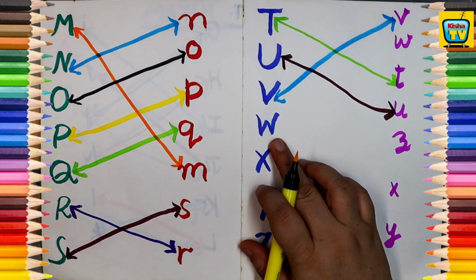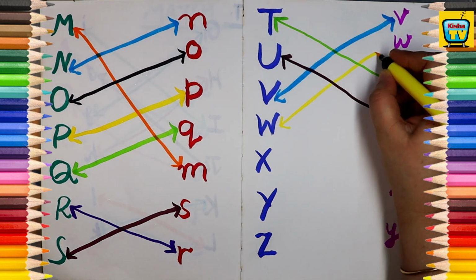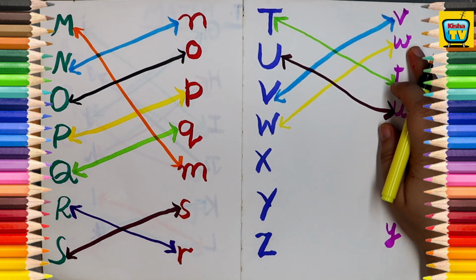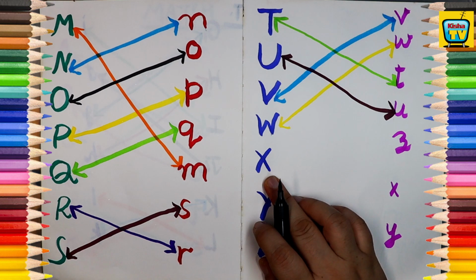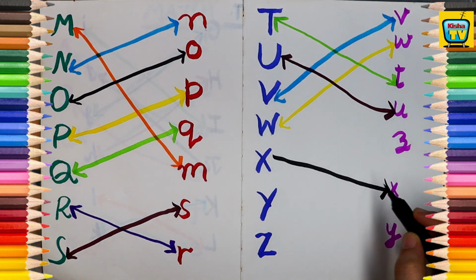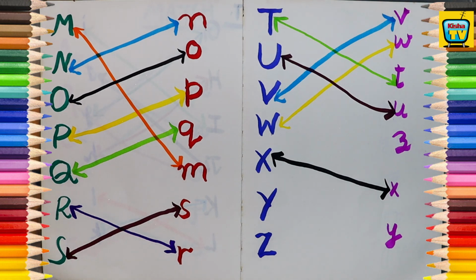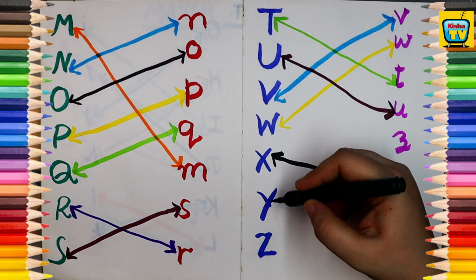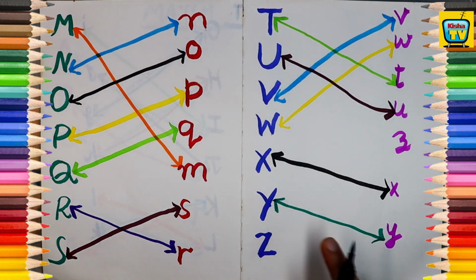W. W for watch. Where is small W? This one. So we will match big to small letter. W for watch. X. X for Christmas tree. Big to small. Big X, small X. Y. Y for yellow. Big letter of Y, small letter of Y. Y for yellow.